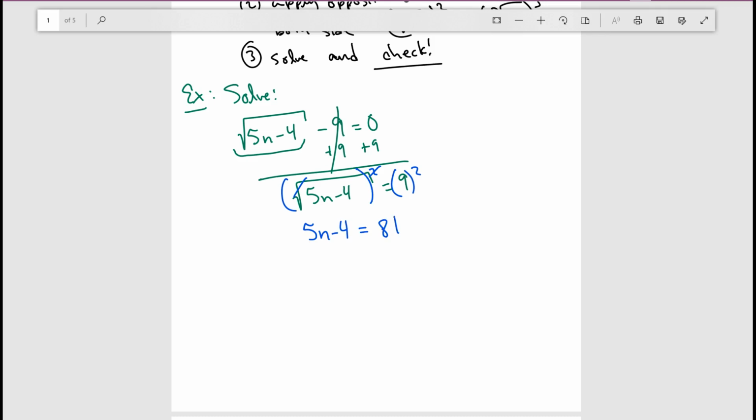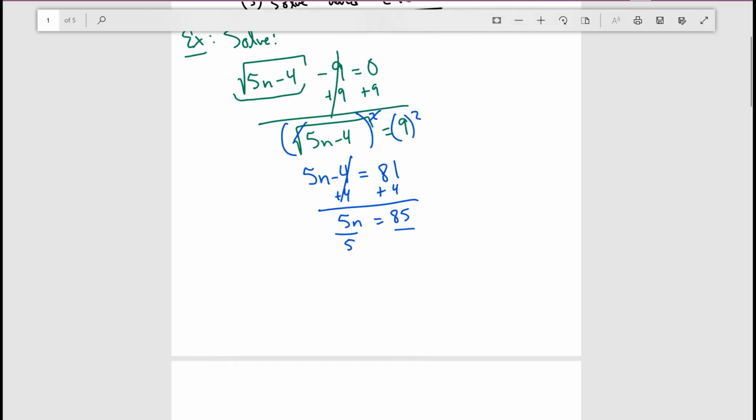Now this is something that we can solve. Add the 4 to the other side. So 5n is going to be equal to 85. And now divide by 5 on both sides. So n is going to be equal to 17.